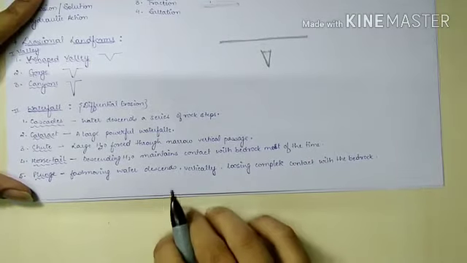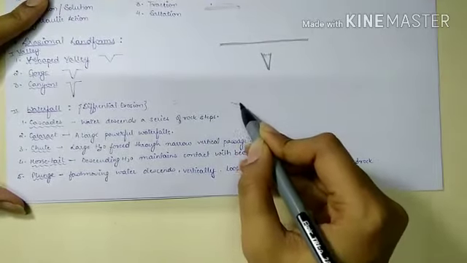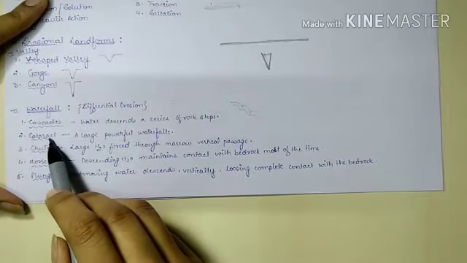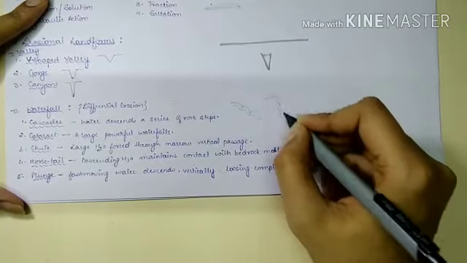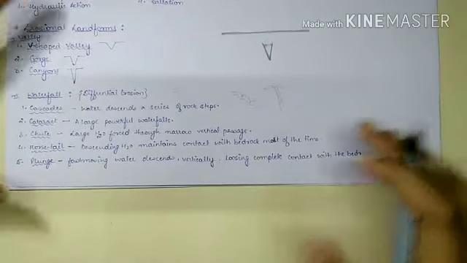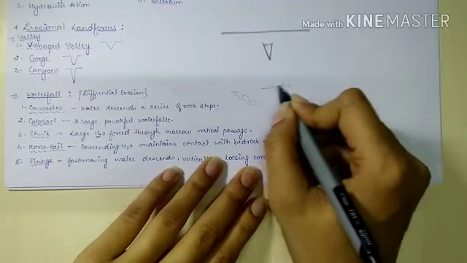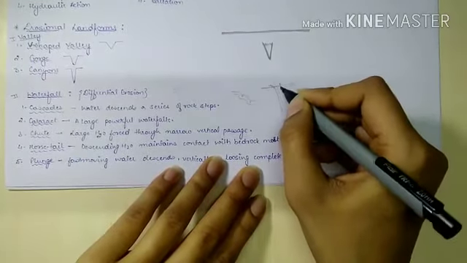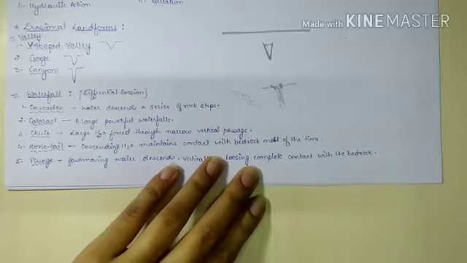So the first one is cascades. Cascades are when water descends through series of steps. So this is known as cascade. Then we have cataracts. Cataracts are the most powerful and large waterfalls that we see. Okay. So they are the large waterfalls. Then we have chutes. Chutes are large water forced through a narrow vertical passage. So the cataracts have large area to flow, but chutes have large amount of water, but they have small area to flow.